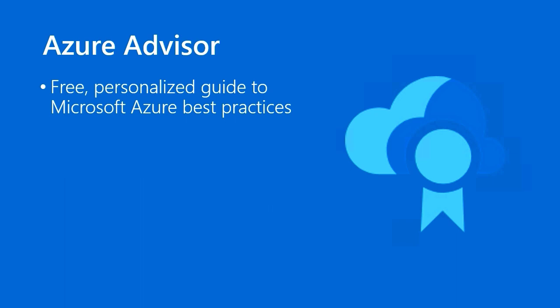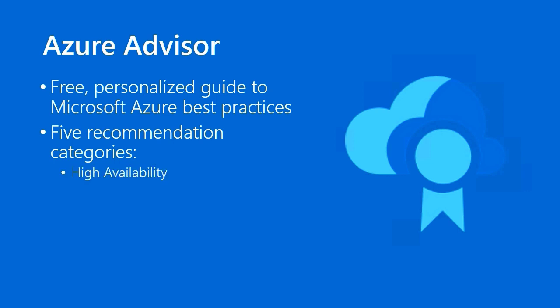What kind of recommendations does Advisor offer? Well, there are 5 recommendation categories. There's high availability. We learned about that earlier in this course, didn't we? Security, performance, cost, and operational excellence. I think the first 4 are pretty self-explanatory if you've been following this study guide sequentially, but you might be wondering more about what operational excellence is.